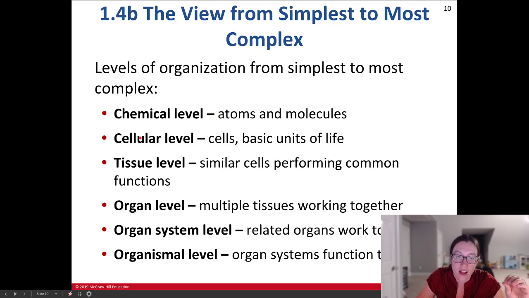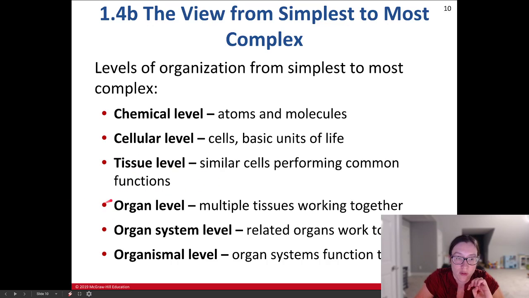Now, if we take our cells and join them together, we have tissues, the tissue level. Chapter 5 is where we start talking about tissues: similar cells performing common functions. They're all going to work together to perform a common function. Next, if we have usually two or more tissue types that work together to form a common function, this is going to be an organ.